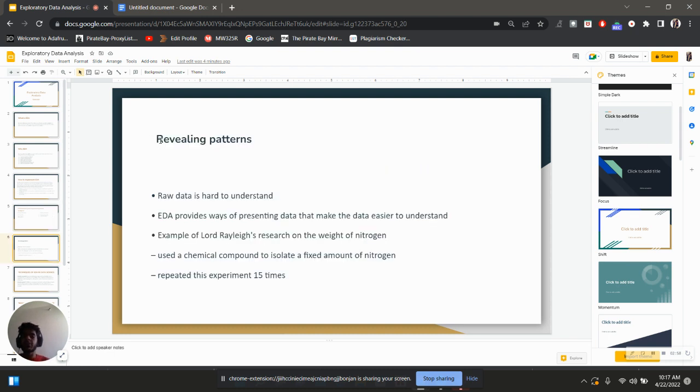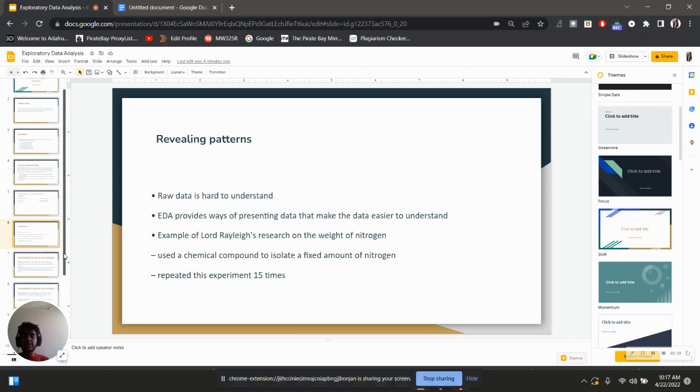revealing patterns. As we all know, understanding raw data is really hard. So, EDA provides a way to make data easier for us to understand. An example of one such thing is Lord Rayleigh's research on the weight of nitrogen. What he did at that time was use a chemical compound to isolate a fixed amount of nitrogen, and then he repeated this experiment 15 times in order to get all the results.